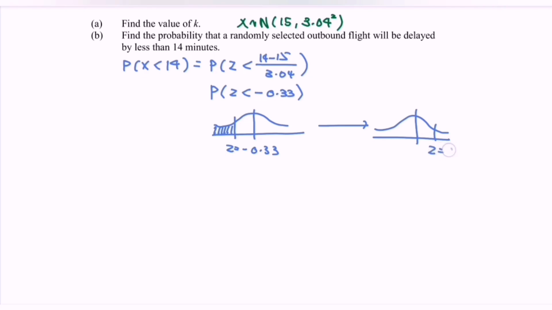So z becomes positive 0.33, shade the region. From here, we write the formula: z greater than 0.33. Then we refer to the statistical table, and we have the answer. The probability that x is less than 14 is equal to 0.3707.